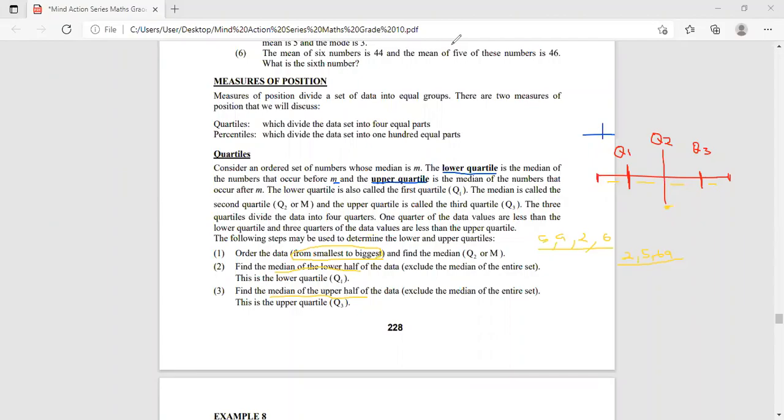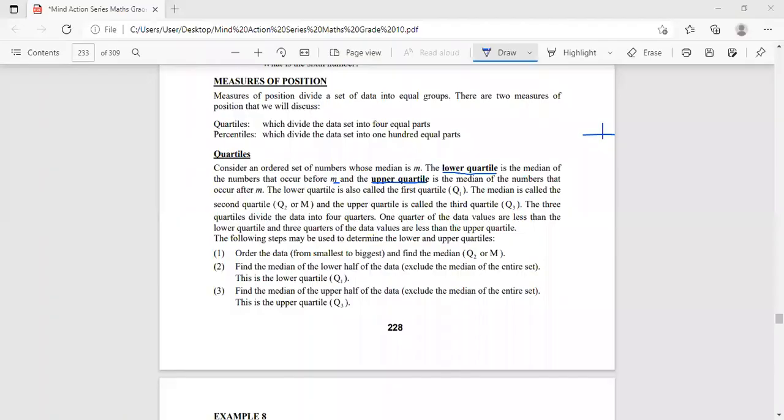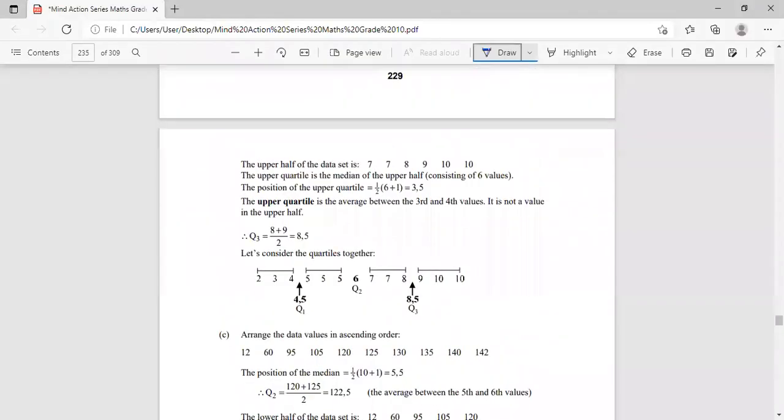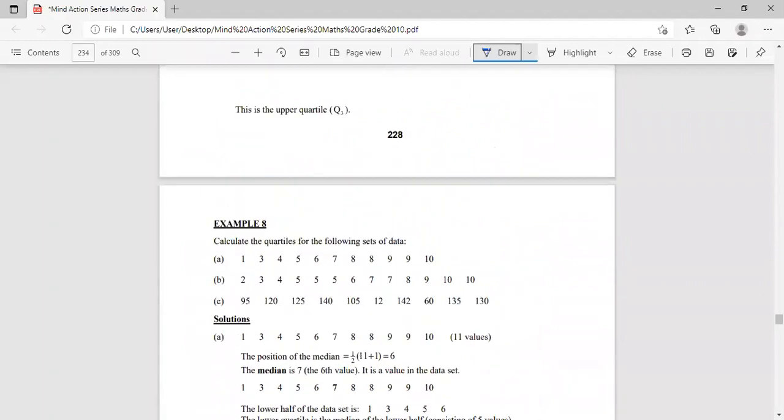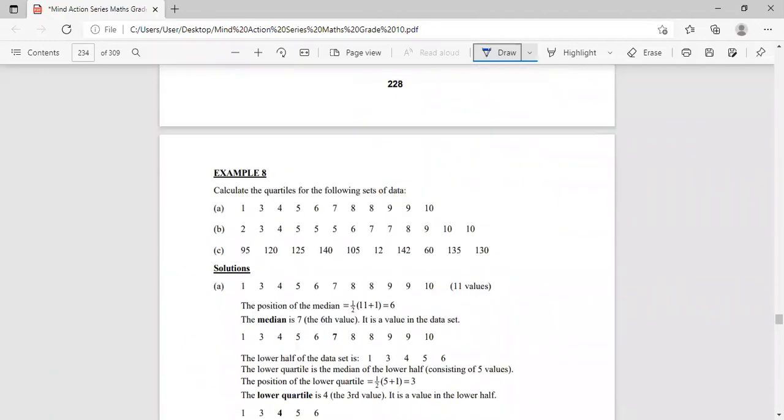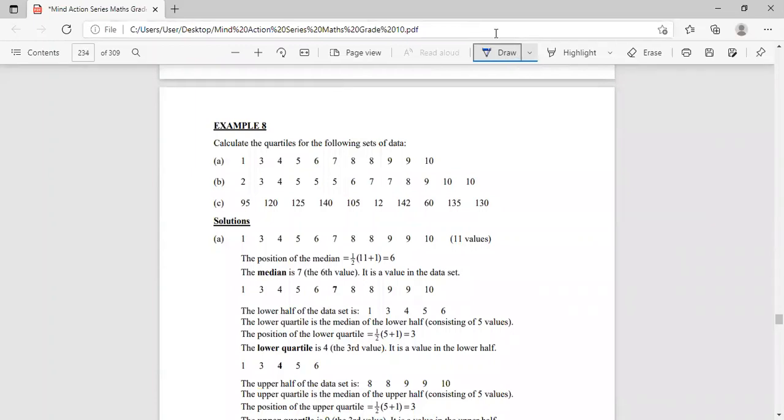So this is what we're gonna do. This is where we're going. So they made an example for that. Here's example number 8. Calculate the quartiles of the following data sets. For number one, let's see. Okay, this is arranged smallest to biggest, so we don't need to do that. We just need to find the median.